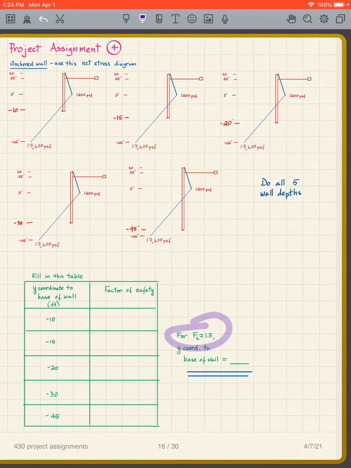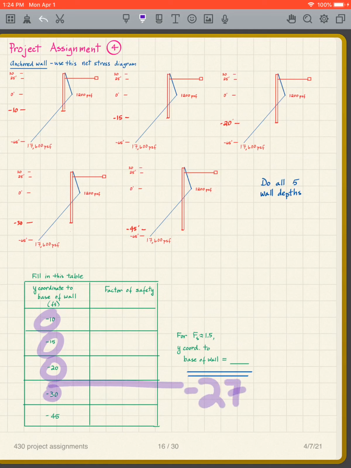closest to 1.5 approximately, but the real answer may not be -10, -15. The real answer may be, for instance, -27. Maybe at -27, the answer is factor of safety 1.5. So we're doing all these different cases so that we can make an assessment. We can figure out how the factor of safety varies with depth, and then we can make an approximation as to what depth we should go.